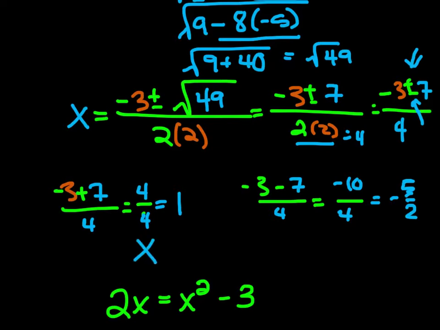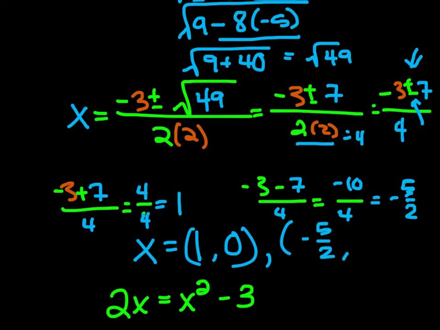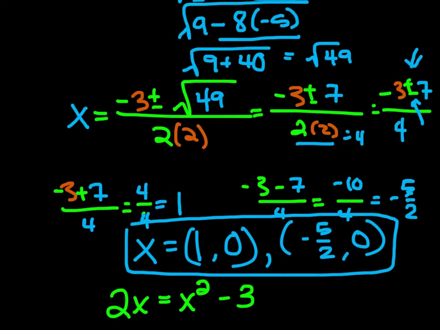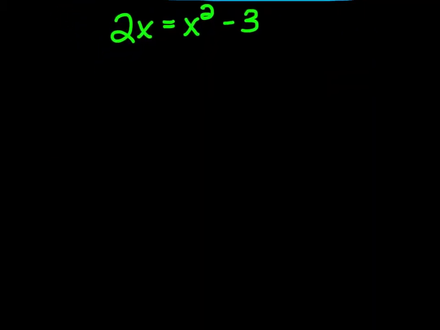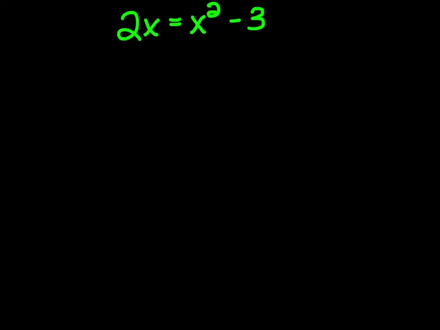And so x is equal to 1, 0, that point, or negative 5 halves, 0. That is our final answer. So let's try one more equation, using the quadratic formula: negative b plus or minus the square root of b squared minus 4ac, that whole square root divided by 2a. We're now going to do this other equation with that.